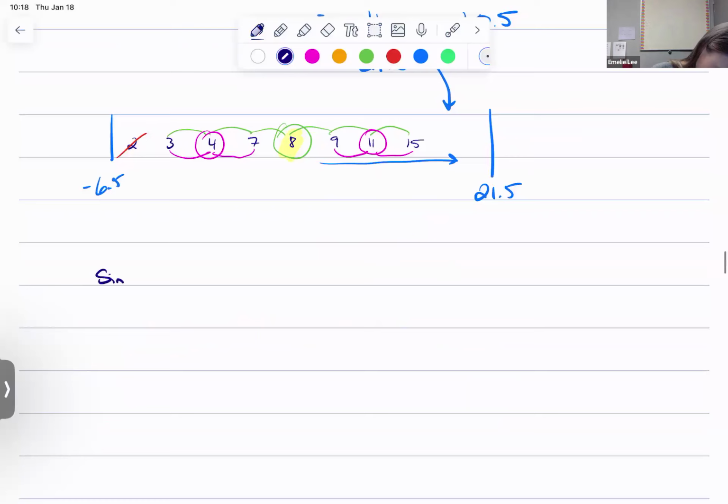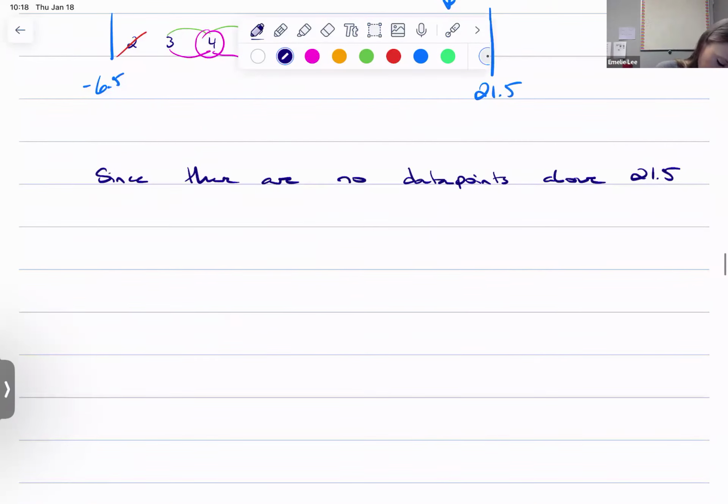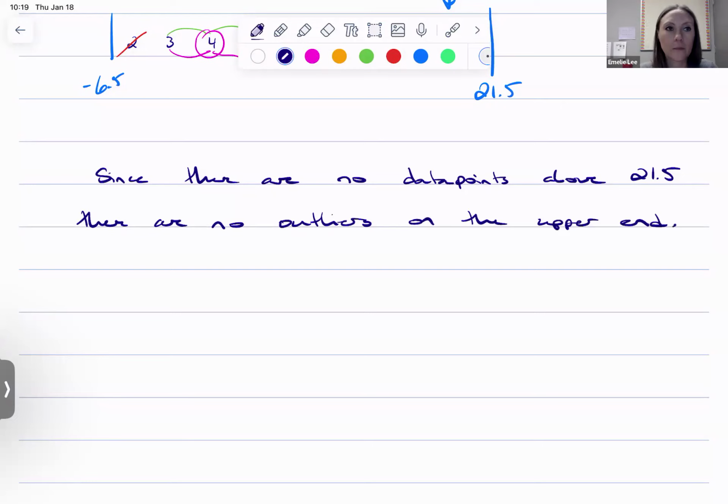Since there are no data points above 21.5, there are no outliers on the upper end. Oh, good.